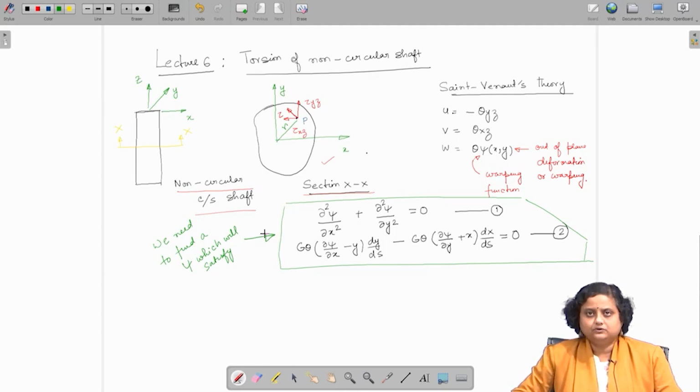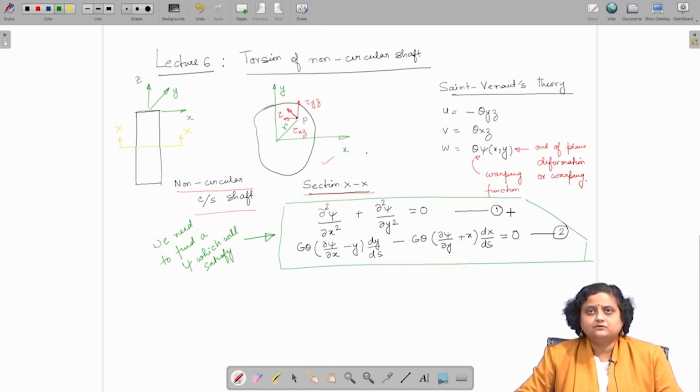Now, if you look into these two conditions, it is very easy to satisfy the first condition. We can very easily find a psi which is a function of x and y and which will satisfy the first criteria. But it is extremely difficult to find a psi which will satisfy the second criteria. I should say that it is not impossible, but it is extremely difficult to find a psi which will satisfy the second criteria.